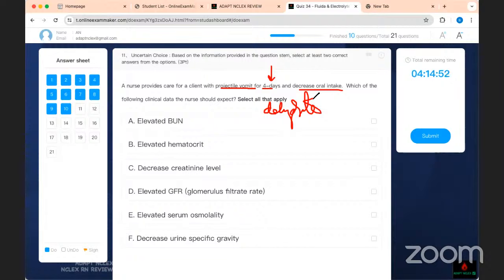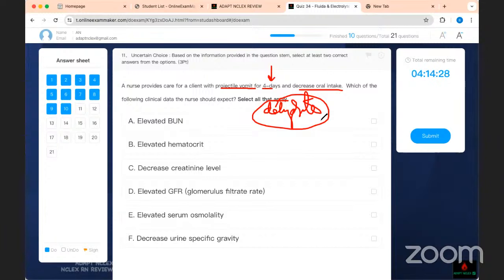The answer is you don't have to worry. It's no fluid that you've got to think about. Patient is dehydrated. Now, all I'm looking for is this. I'm not looking at anything else. If I'm taking this test, I write dehydration and say, if I'm dehydrated, what should I expect? Is my BUN going to go up?